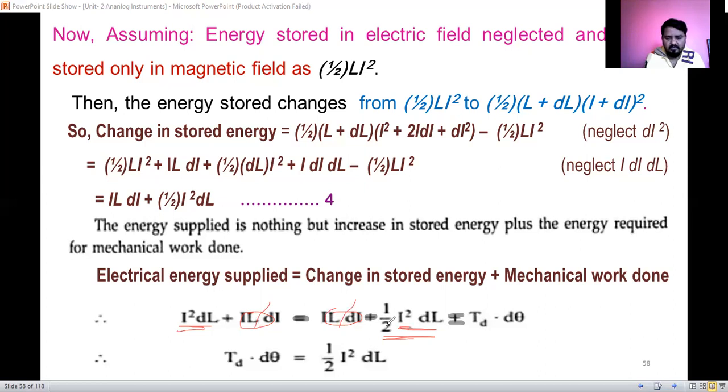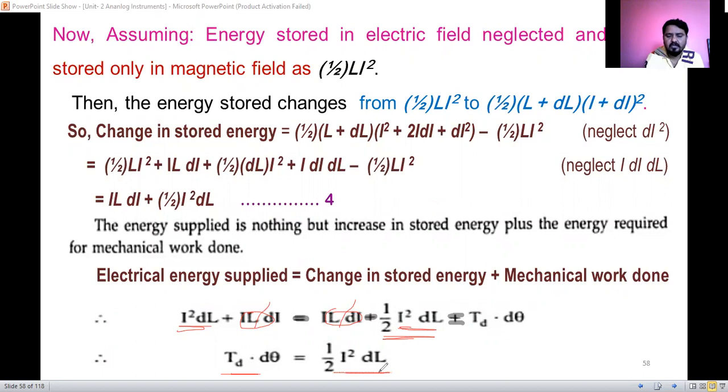This is very terrible. I don't know whether you are intentionally not giving the answer or you don't know the answer. 1 by 2, sir. 1 by 2 only, no? 1 minus 1 by 2. If you subtract half from 1, how much is left? Half is what remains, right? So that is 1 by 2 into I square dL here. Td d theta equals 1 by 2 I square dL. So the same thing we have written here.